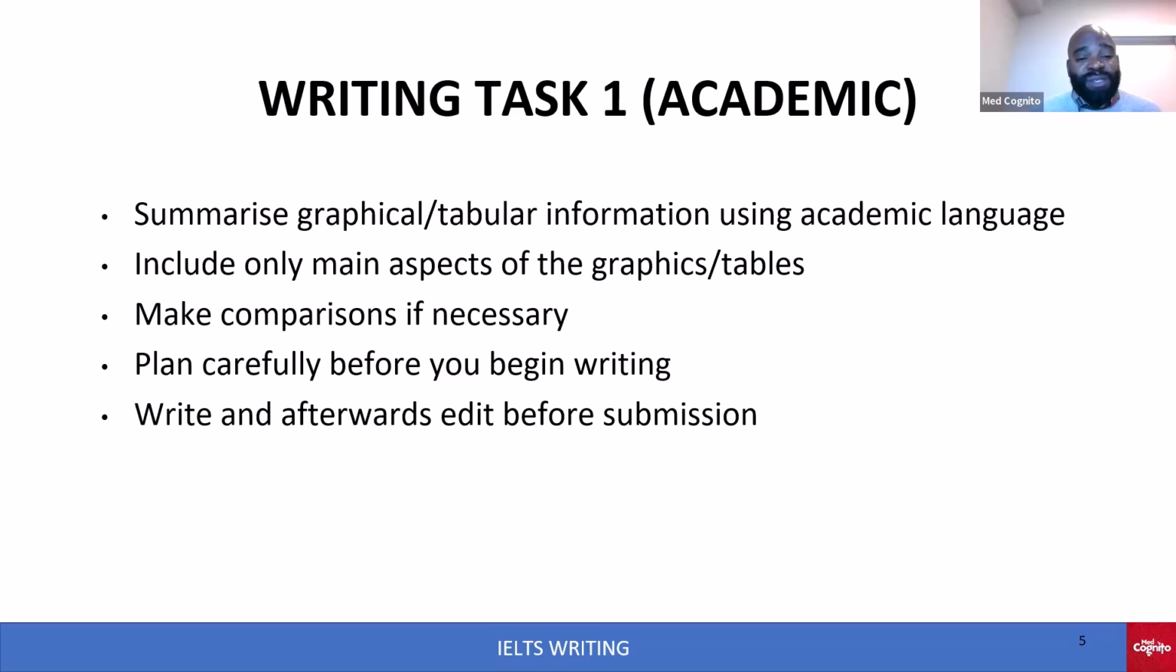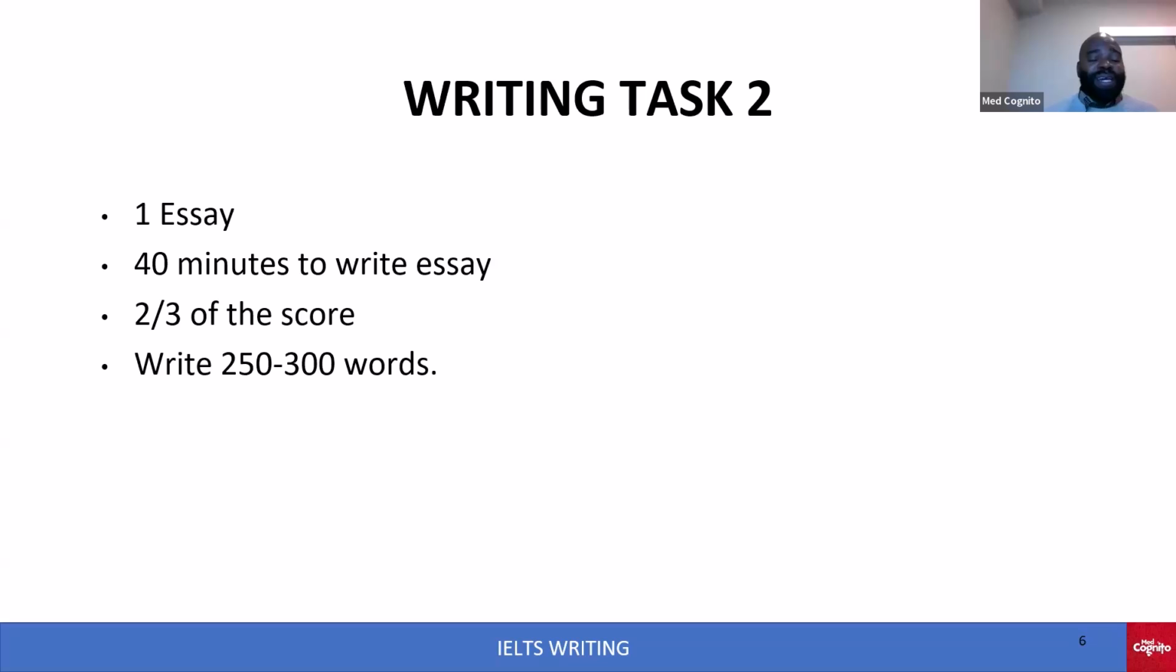You'd have to write and afterwards edit before the submission, as I just mentioned. Like I mentioned, we will be focusing on Task 1 today, but I'll quickly go over what is required for Task 2 and then delve a bit deeper into Writing Task 1. For Task 2, you are required to write 1 essay. You would have 40 minutes to write the essay. It's 2/3 of the score again, so it makes sense that you use 2/3 of the time available to write this task.